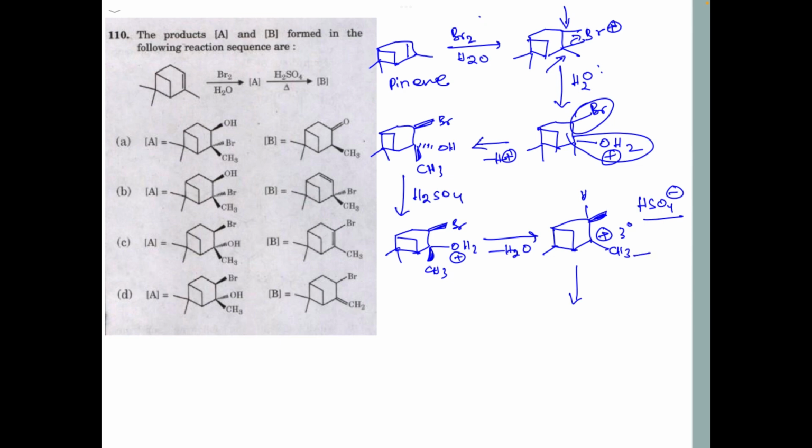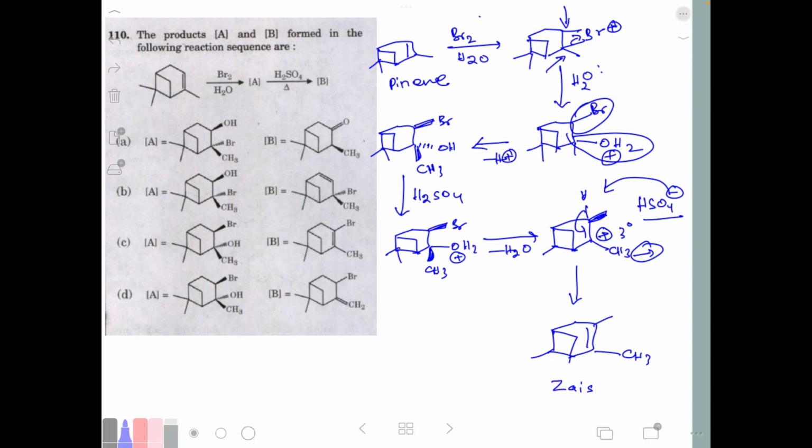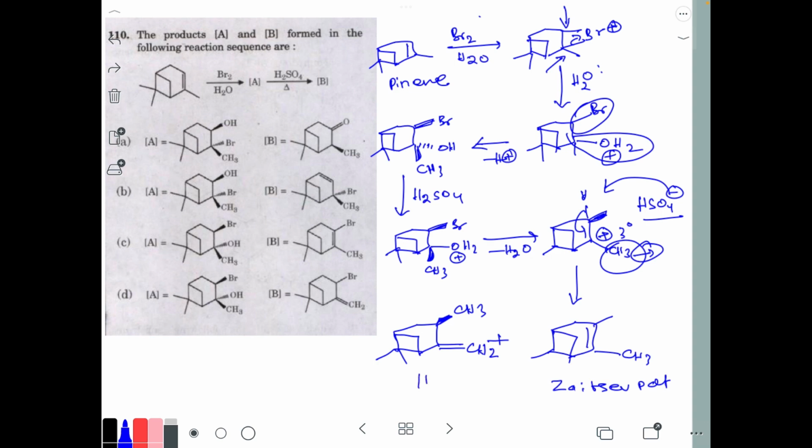from here or from here. Which side will this HSO4 take the proton from? If the proton is removed from this side, we will have the more substituted alkene as the major product. If the proton is removed from this methyl group, we will have the less substituted alkene as the product. This is the Hofmann product.